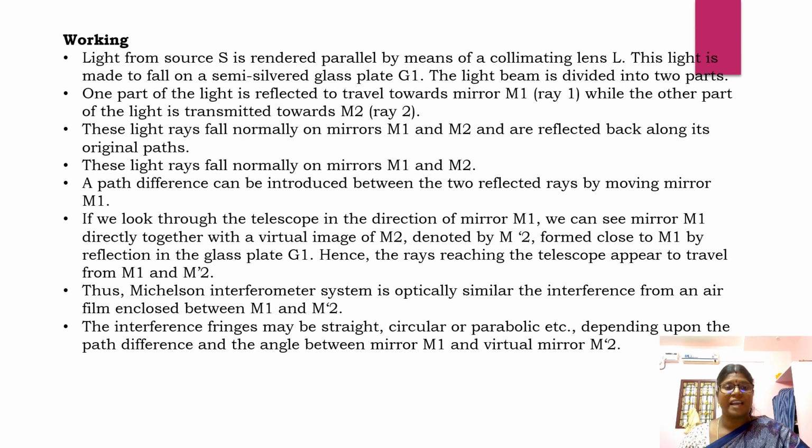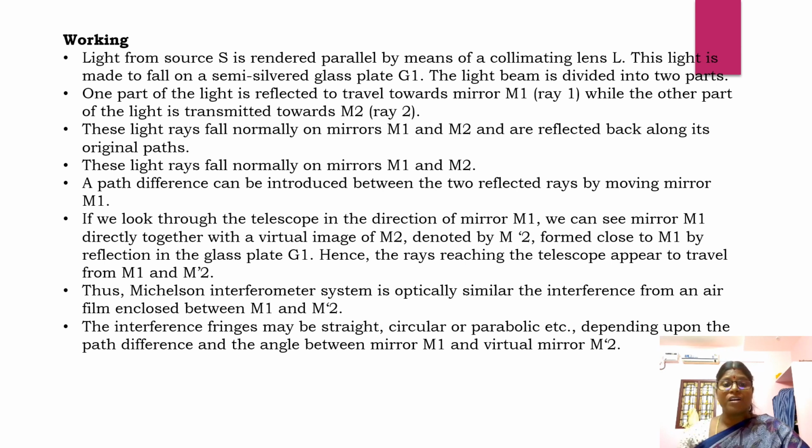From the previous slide, I showed that the light from the source S is rendered parallel by using a collimating lens L. This light is made to fall on a semi-silvered glass plate G1. So the light beam is divided into 2 parts by this G1 glass plate. One part of the light is reflected to travel towards the mirror M1 placed in the chamber C. That we will call ray 1, while the other part of the light is transmitted towards M2. That travels through the glass plate G2, as I showed in the previous slide.